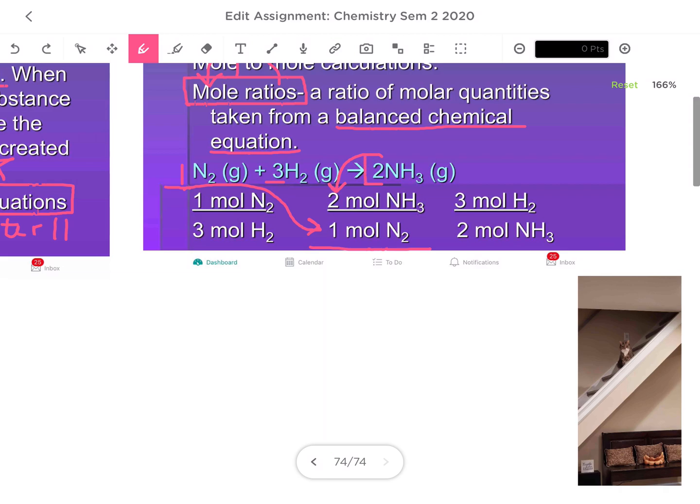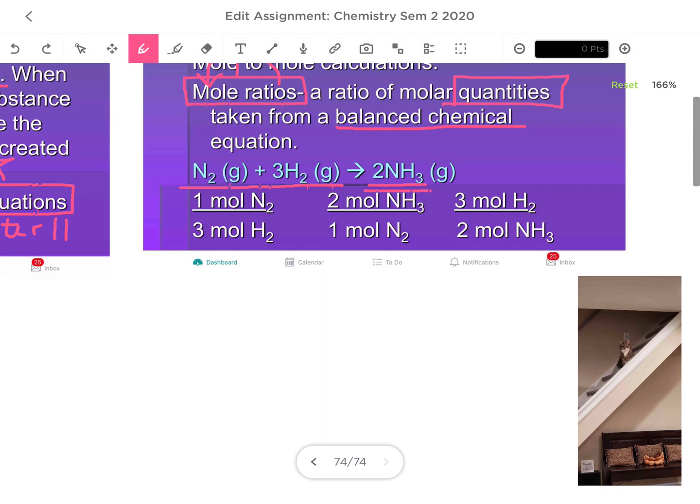So we are using the coefficients to create mole ratios. Now, the reason we use mole ratios is to convert from maybe a quantity of N2 to a quantity of maybe H2. Because remember, units cancel out diagonally, and we can use these mole ratios to calculate quantities, either quantities needed from the reactants or quantities produced by products.